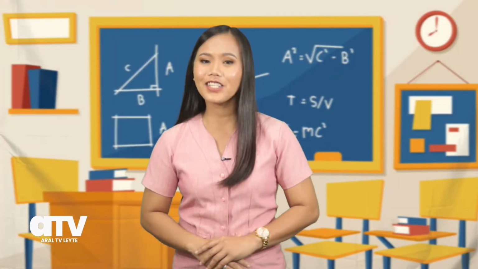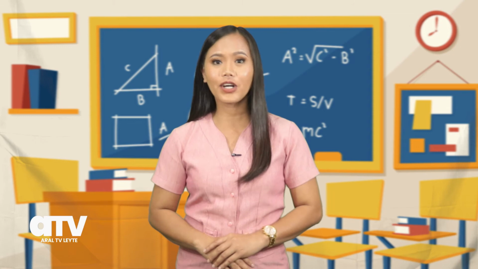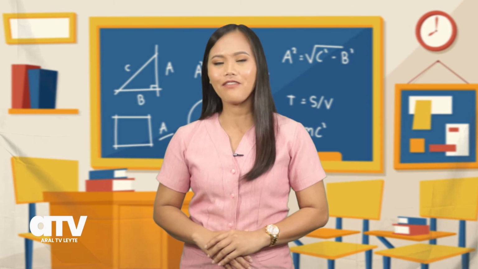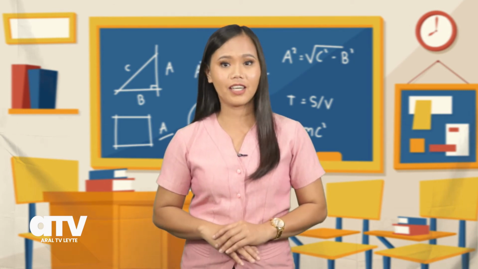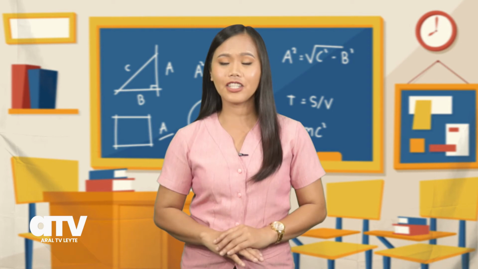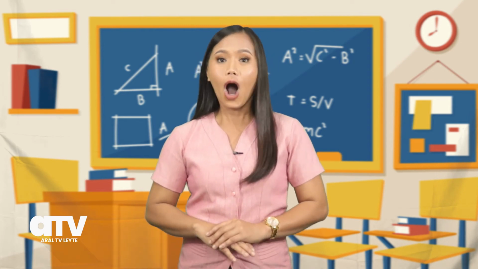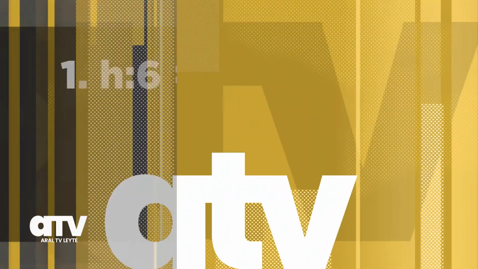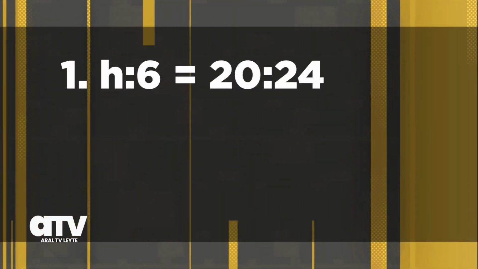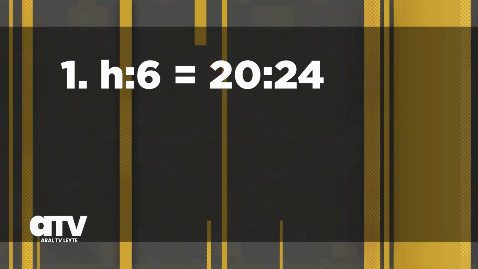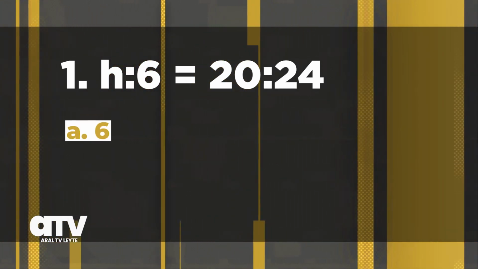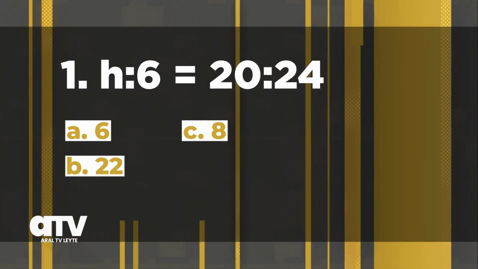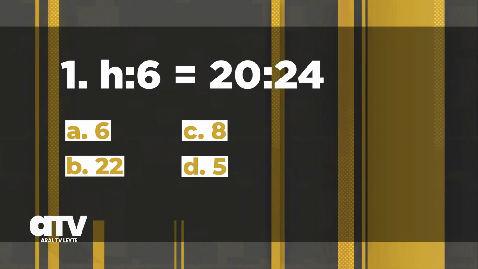Let's try another activity. Find the missing term of each equivalent ratios. Then, choose the letter of the correct answer from the box. You will be given 15 seconds to answer each item. All set? Let's start! Number 1. H is to 6 as 20 is to 24. A. 6. B. 22. C. 8. D. 5.